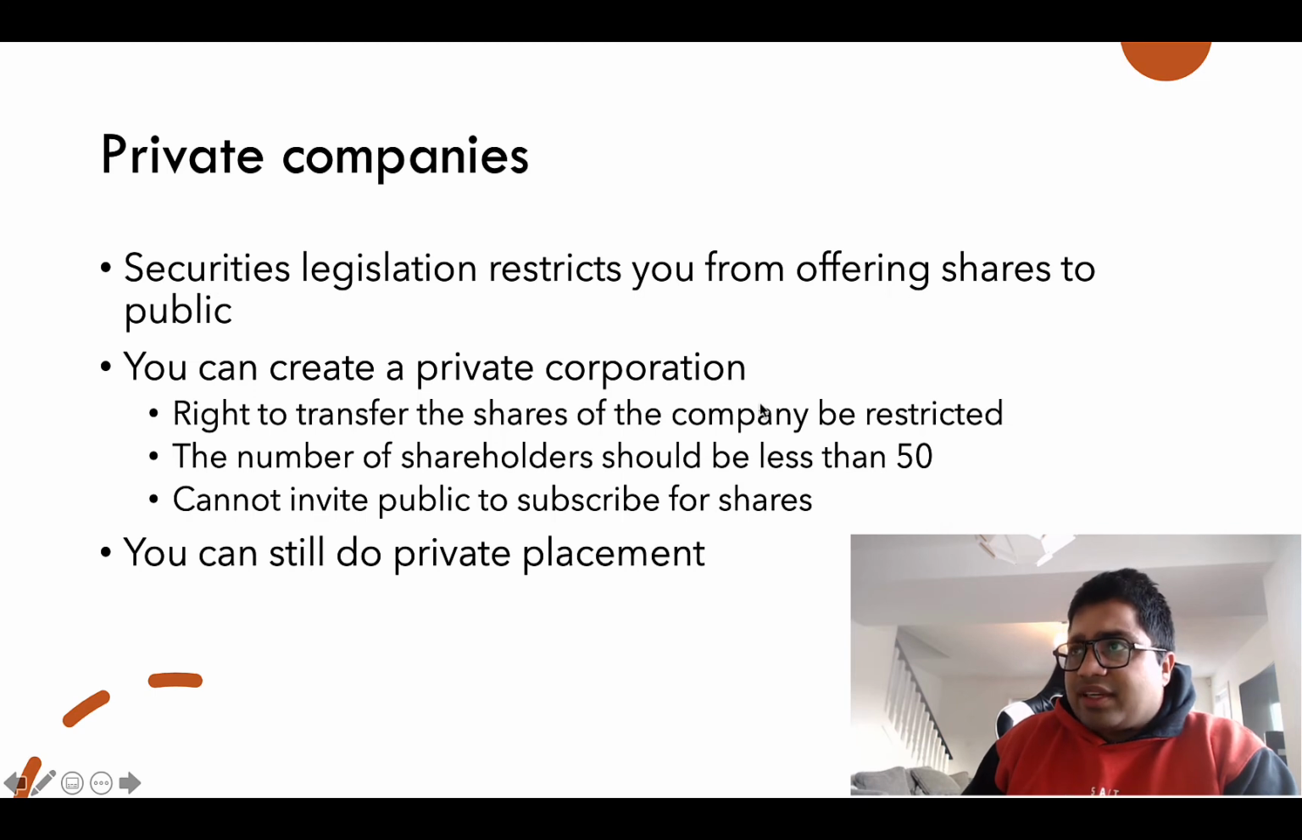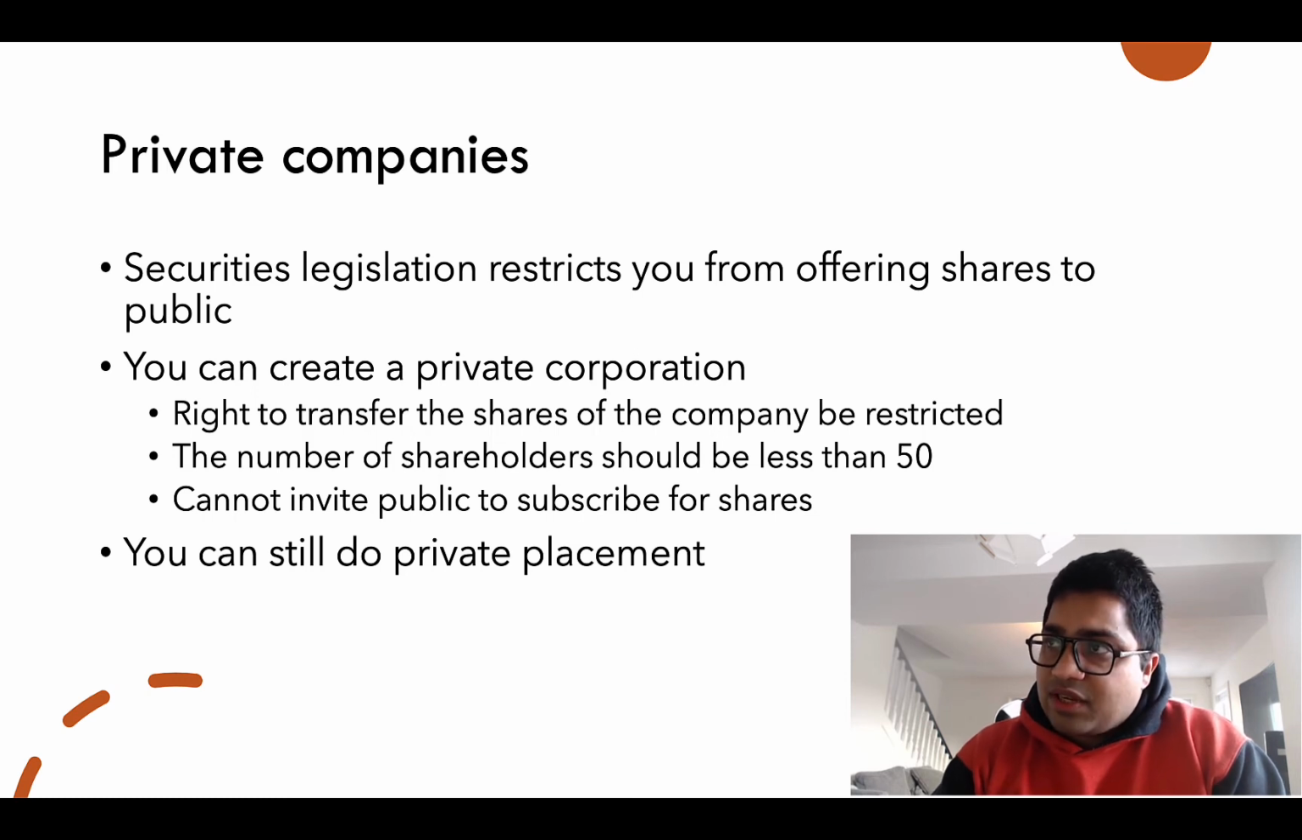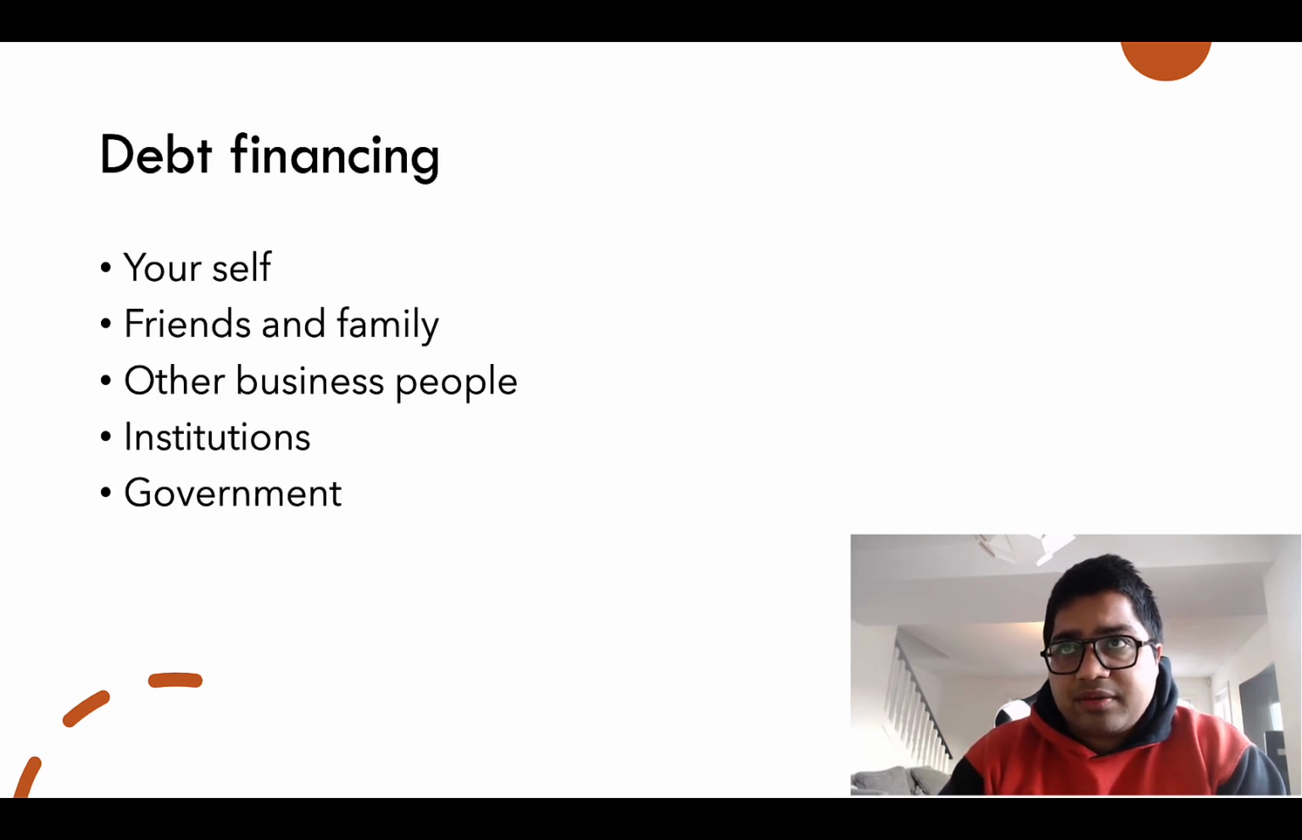You can create a private company though, so there is a provision for that, in which the right to transfer the shares of the company can be restricted. You cannot keep on offering shares to anyone. The number of shareholders should be less than 50. You cannot have more than 50 shareholders. You cannot invite the public to subscribe for shares. So you can do private placements, you cannot do public placements. What is private placements? You can sell your stock to venture firms, financial institutions, or other rich entities, but you cannot sell it to the general investing public.